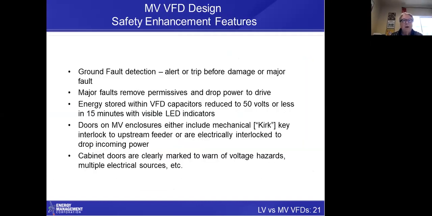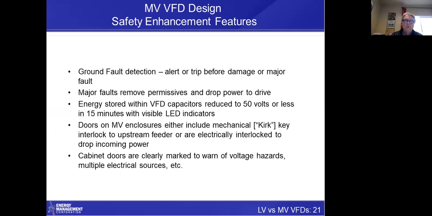In addition, medium voltage drives have major safety enhancements. The biggest one that I'm going to point out there is that the major faults remove permissives and drop power to the drive. Every drive that we put in, we insist on having something upstream that is not a switch. It has to be a circuit breaker of some sort, or a fuse switch and a contactor, so that if the drive senses a fault, and they have lots of sensors in there, then it will immediately trip that contactor or trip the circuit breaker. That could just be the distribution circuit breaker coming in to the drive, and it drops power to the entire drive. So that makes it safer.